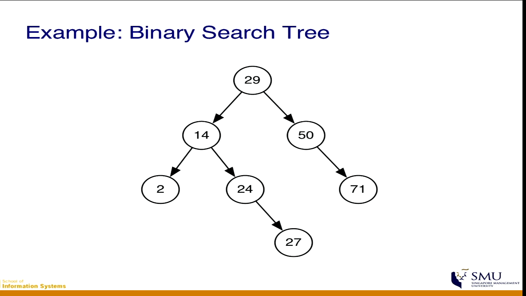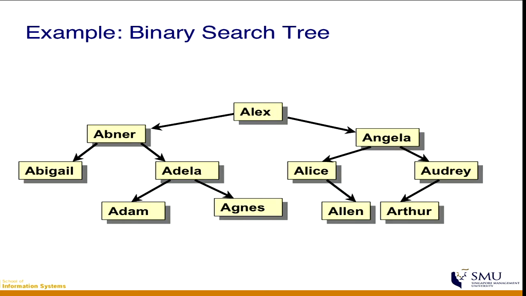Now, there are other examples of binary search tree. As long as the nodes can be sorted in a particular way, you can define a binary search tree on those objects. In this case, they are names and they are arranged alphabetically.